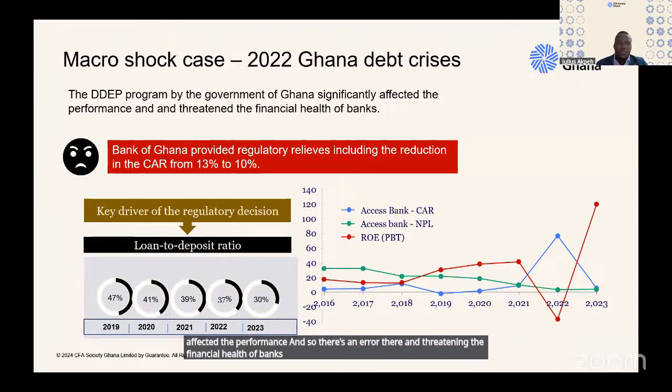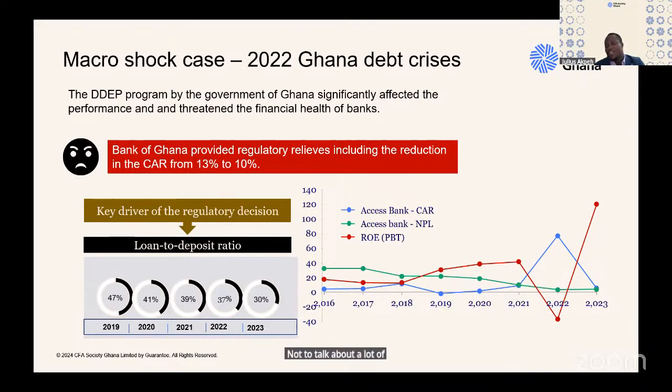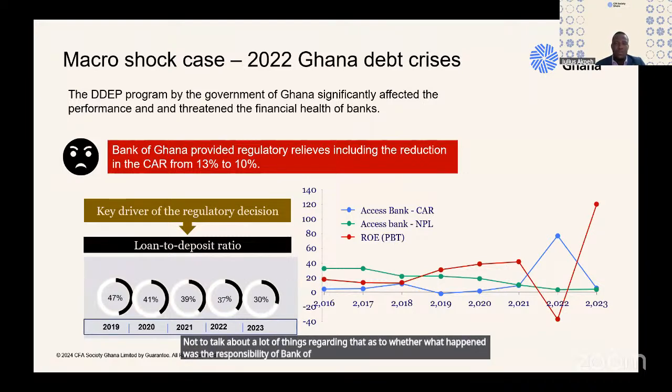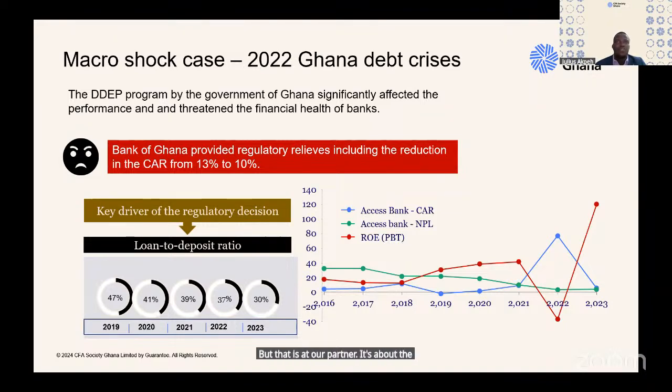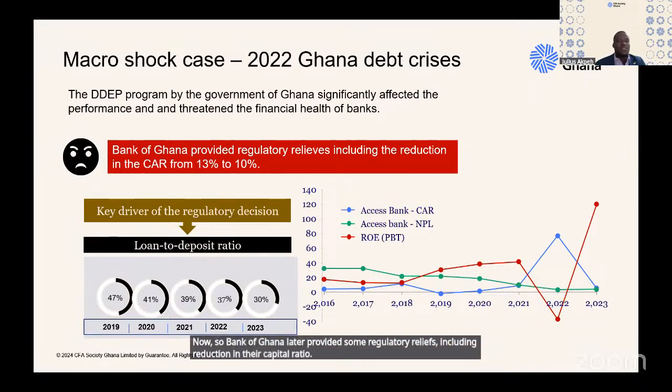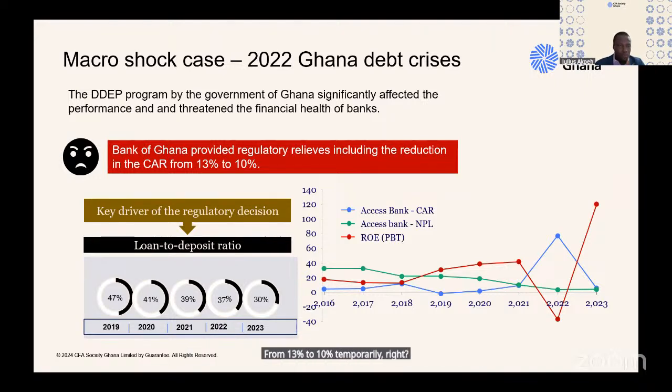That forced the Bank of Ghana to provide some regulatory reliefs. I'm not going to talk about a lot of things regarding whether what happened was the responsibility of the Bank of Ghana or who should be responsible. But that is behind us now. It's about the future for the industry. Bank of Ghana later provided some regulatory reliefs, including a reduction in the capital adequacy ratio from 13% to 10% temporarily, for the banking sector to recover.